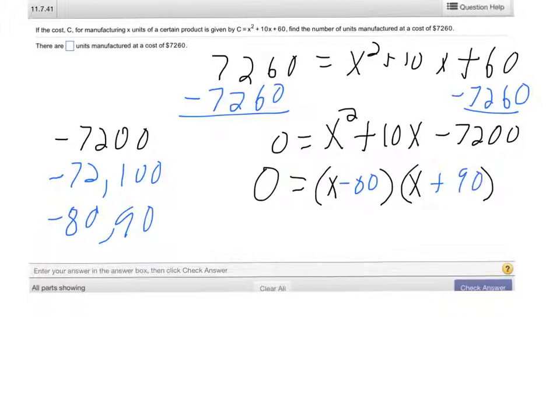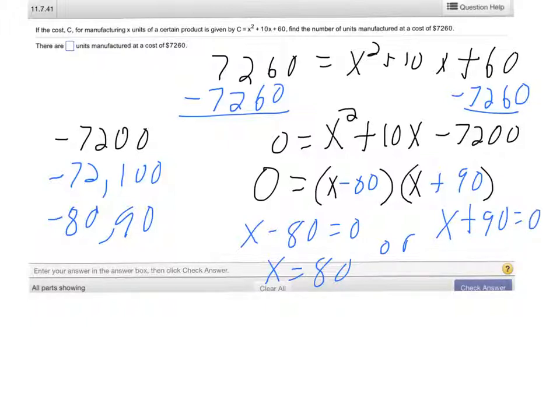And you set the factors equal to 0. And so I get x equals 80, or set the other factor equal to 0. Here you subtract 90, I get x equals negative 90. I guess you want to throw that one back. We're looking at how many we've got to manufacture, and we're looking for a positive answer. I guess 80 units is the answer.